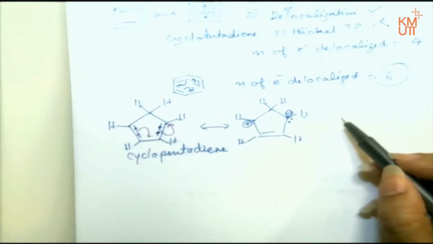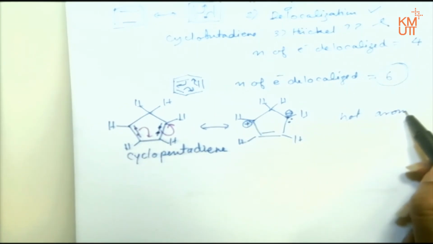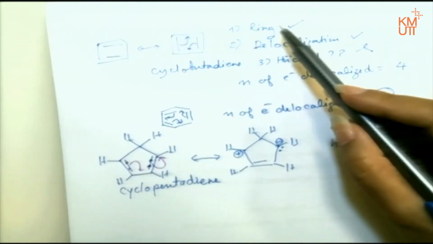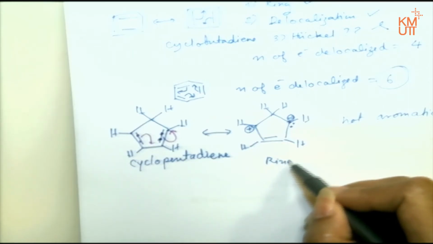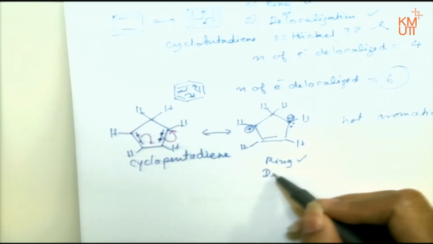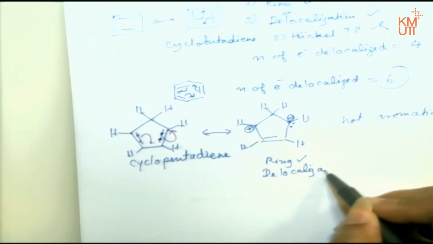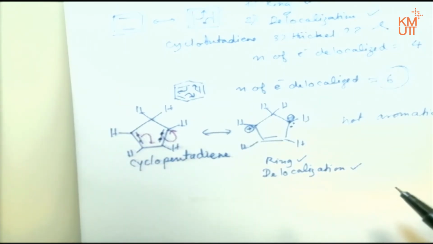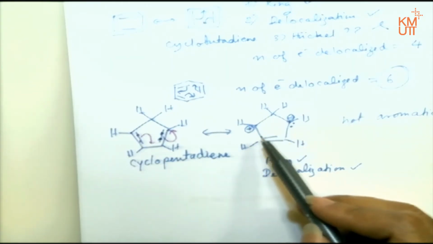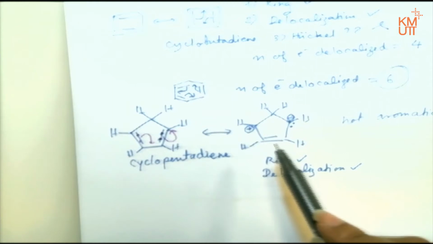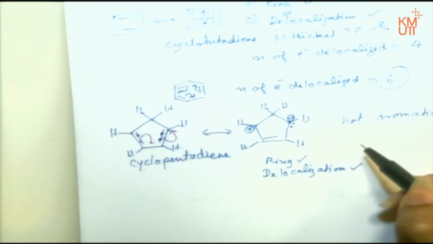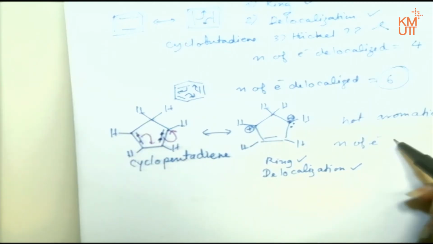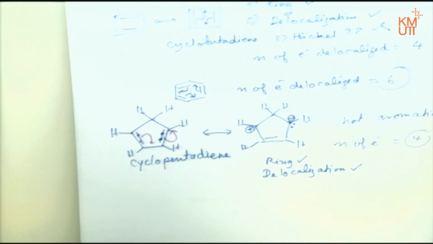It is a ring, and you have the definition: the delocalization must follow the Hückel rule. In this case, what is the number of electrons counted? Yes, 4. So it does not follow the Hückel rule.